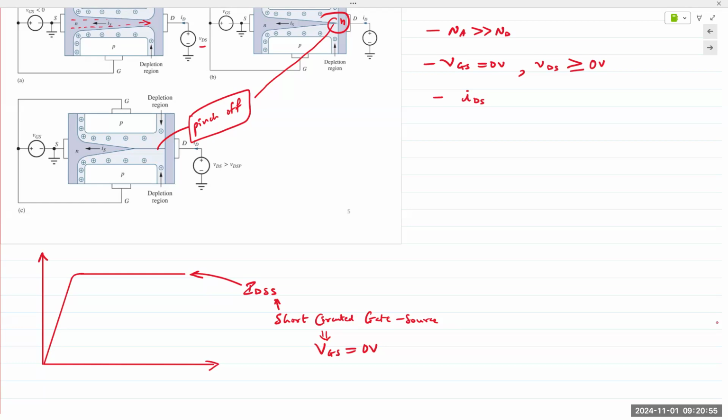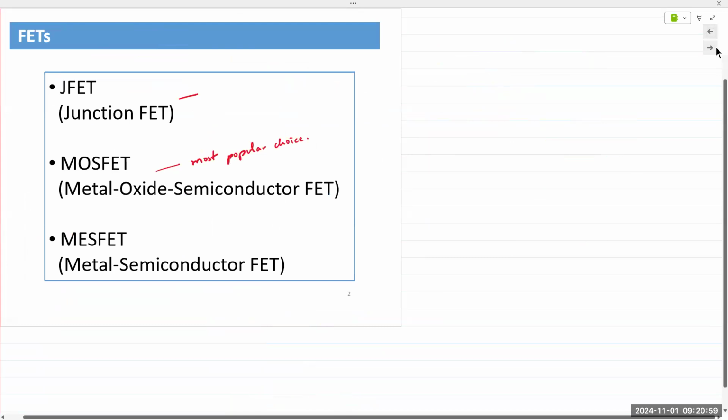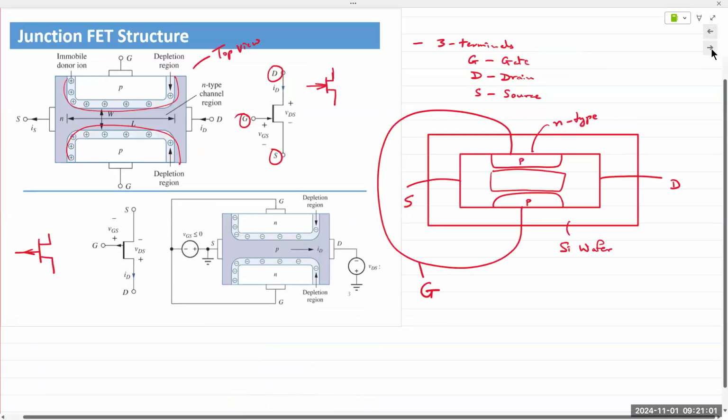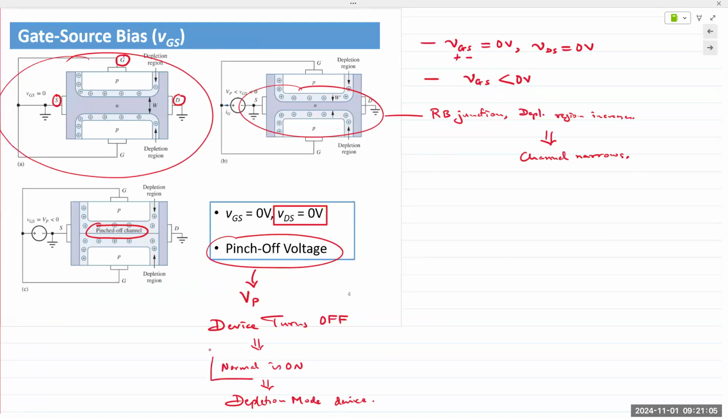So I believe I did state it here. Let me see. Let's go back. I think I did state it somewhere. Yeah. So normal is on. The normal is on refers to the fact that when the device is manufactured, the channel is open. It already has electrons or carriers present. Since we are talking about N-channel JFETs, it's electrons. If it's P-channel, it's holes.